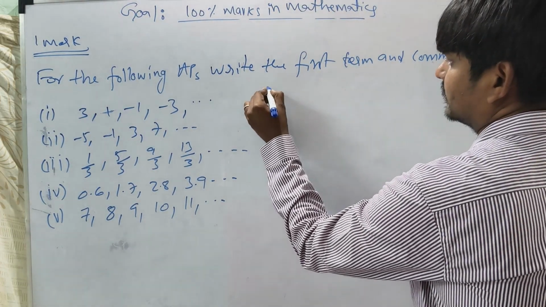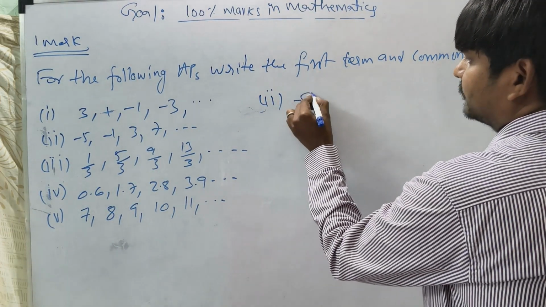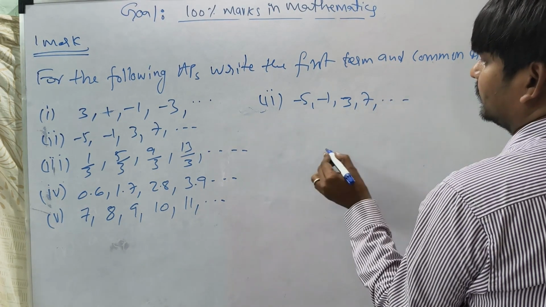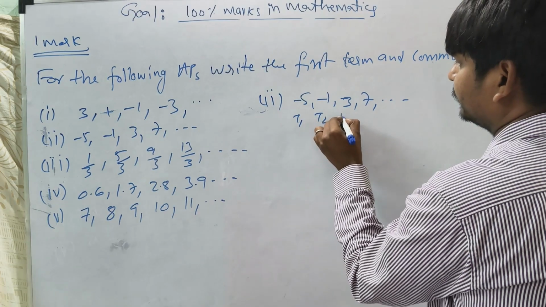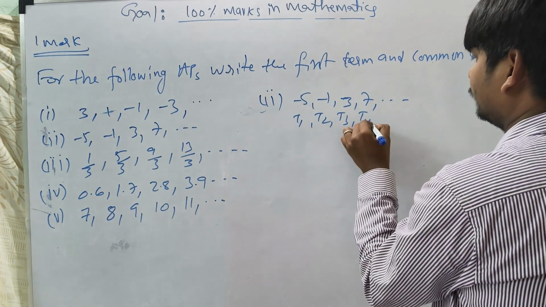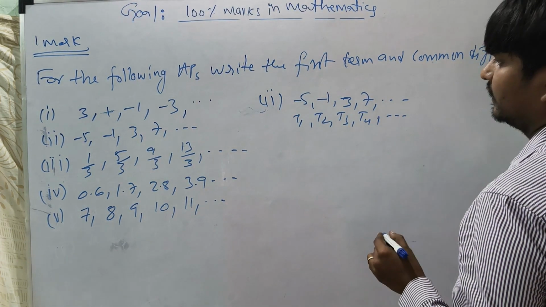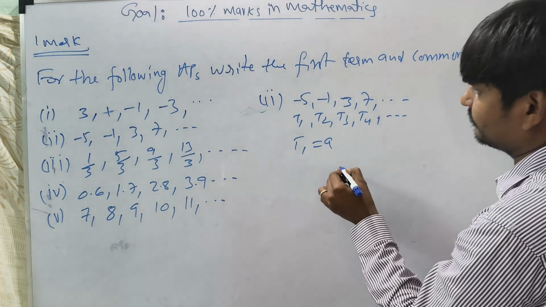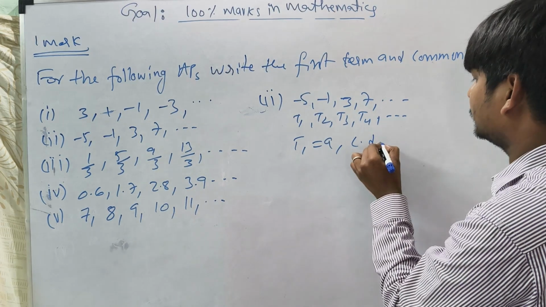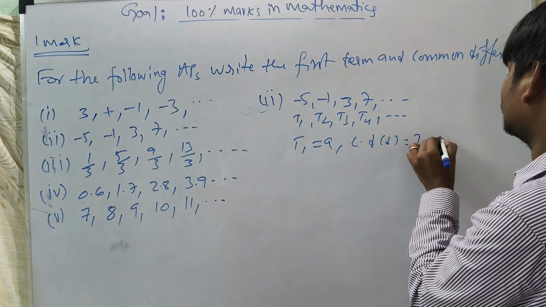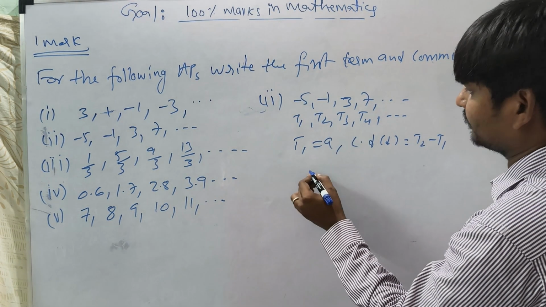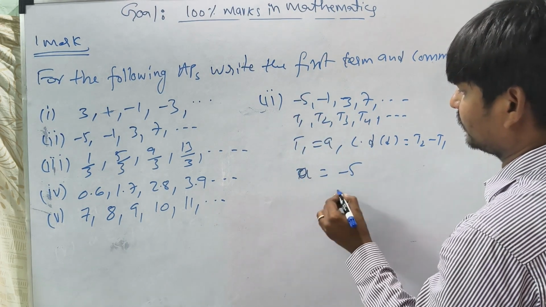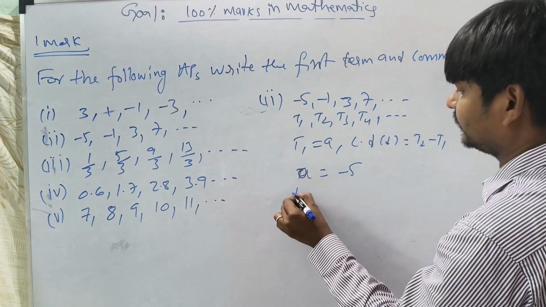See here. Second question: minus 5, minus 1, 3, 7 and so on. This is in the form of T1, T2, T3, T4 and so on. Now see here. T1 is equal to what? We know that A is the first term. Now common difference D is equal to what? T2 minus T1. Now from this, A is equal to what? First term is nothing but minus 5. Now common difference T2 minus T1.